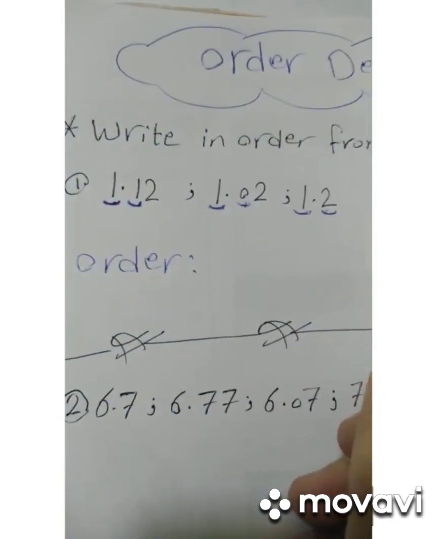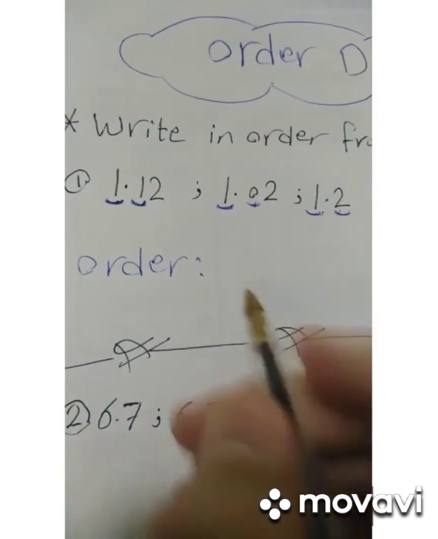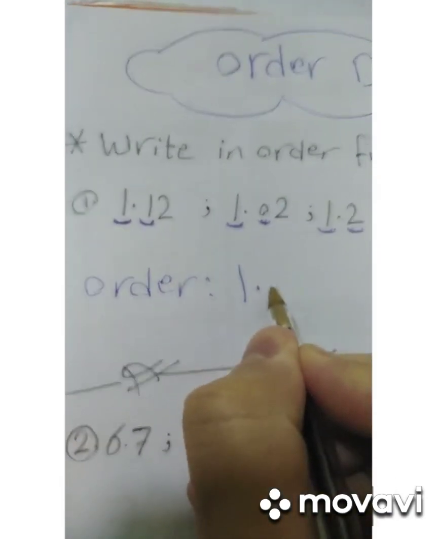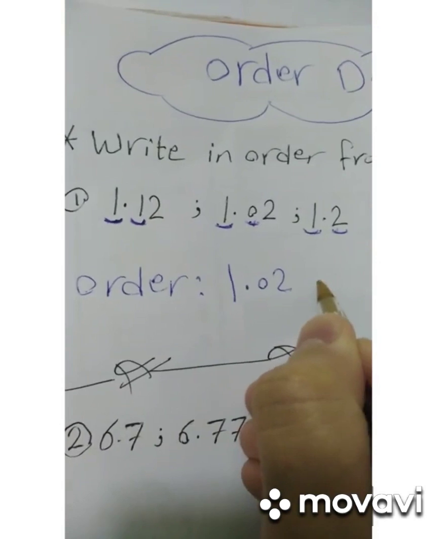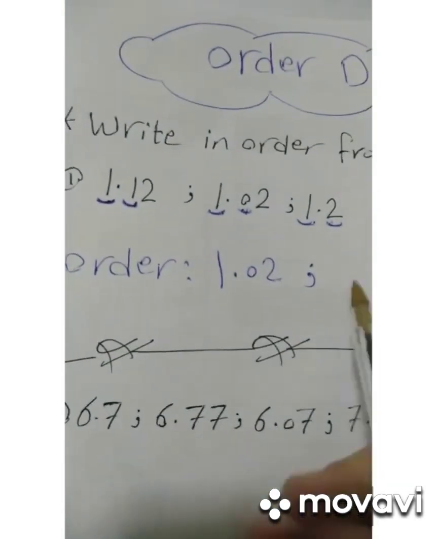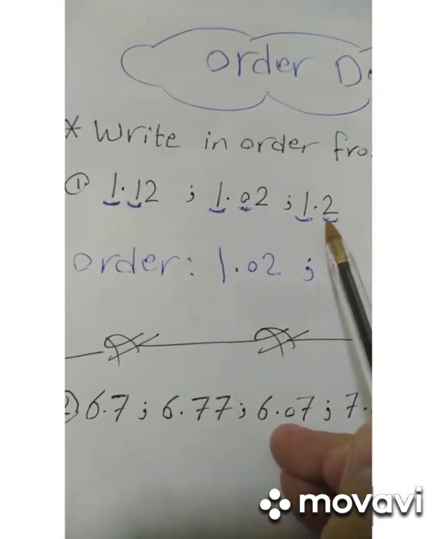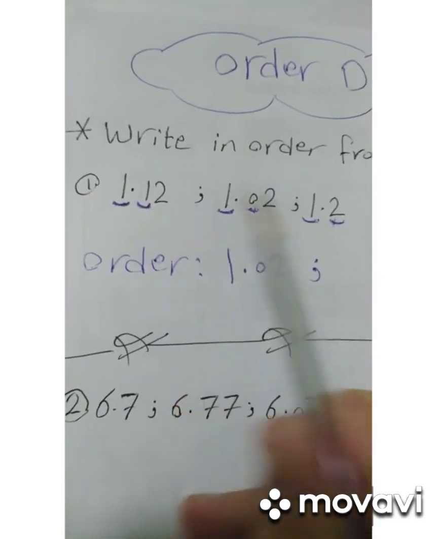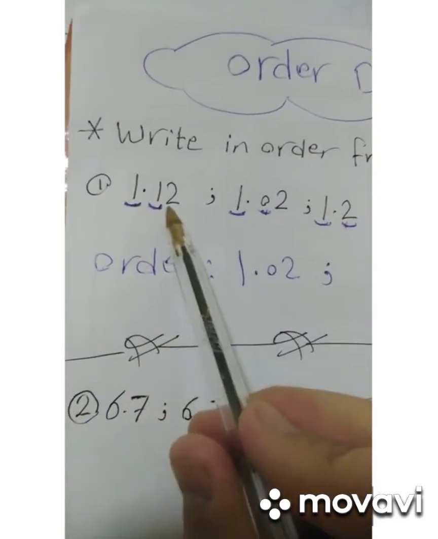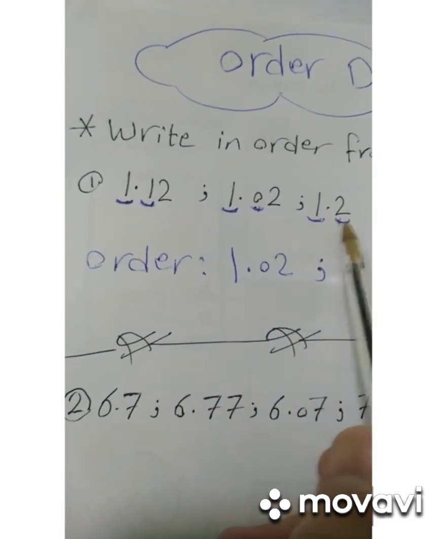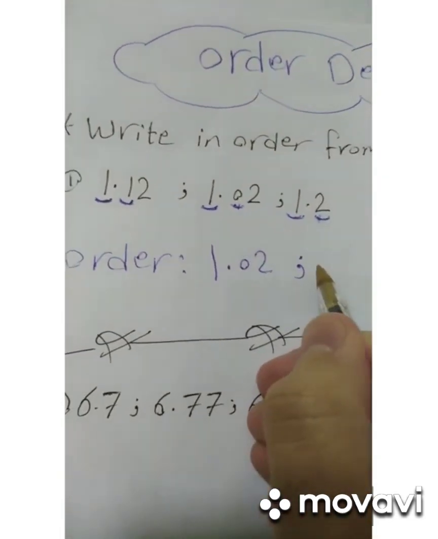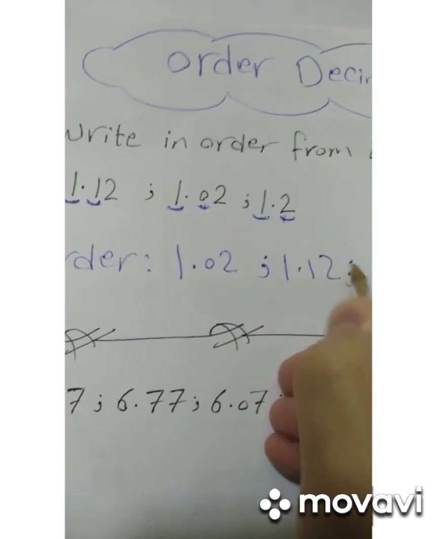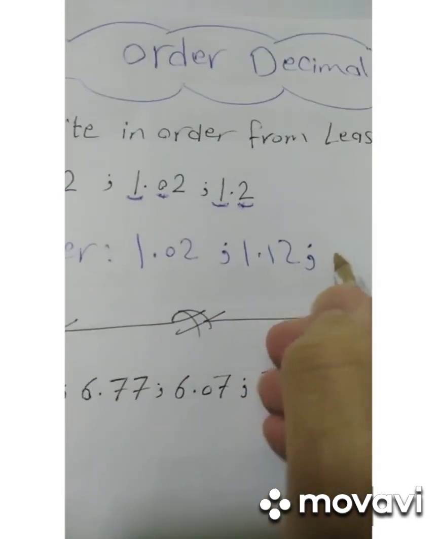So now we can write the order from least to greatest as, yes, the first, the smallest one is what? Yes, 1 and 2 hundredths. What is after tenth in this number is 2. What is the smallest, 2 or 1? Yes, 1 is smaller than 2. So this decimal number is smaller than this decimal number. So the next number is 1 and 12 hundredths. Then we write, yes, 1 and 2 tenths.